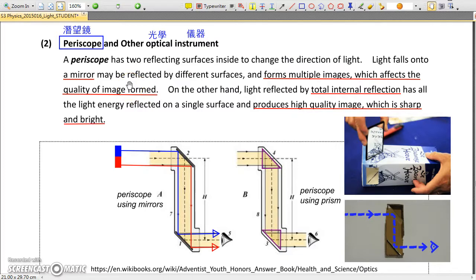On the other hand, by using prisms, total internal reflection will produce high quality image, which is sharp and bright. However, a periscope produced by using prisms will be a bit heavier, and of course it is more expensive.